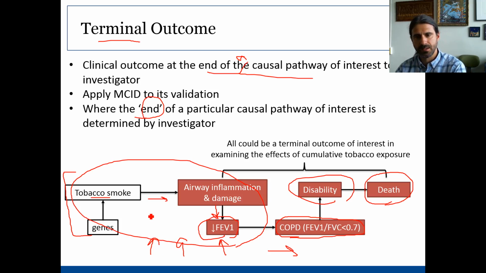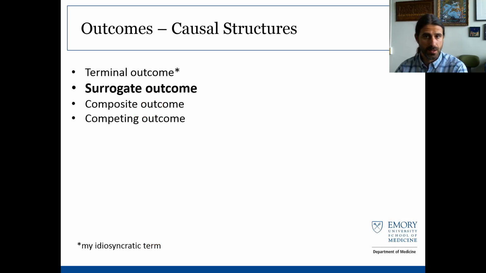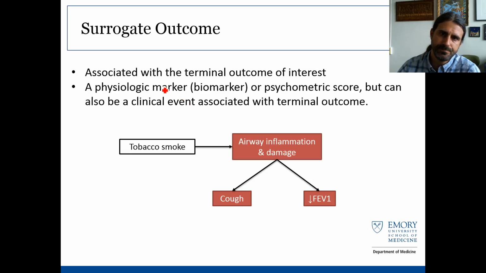So a little bit semantic, but I think helpful as some jargon to clarify what you're studying and differentiate it from the next type of outcome, which is surrogate outcome. A surrogate outcome is not the terminal outcome of interest, but it's associated with that terminal outcome of interest.